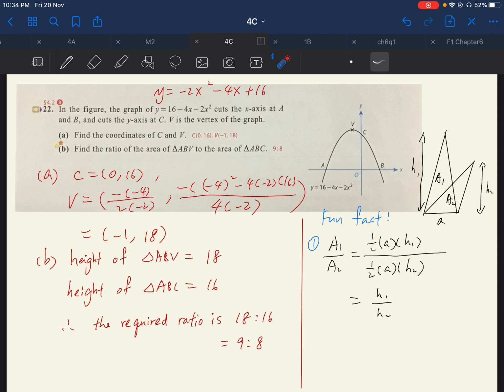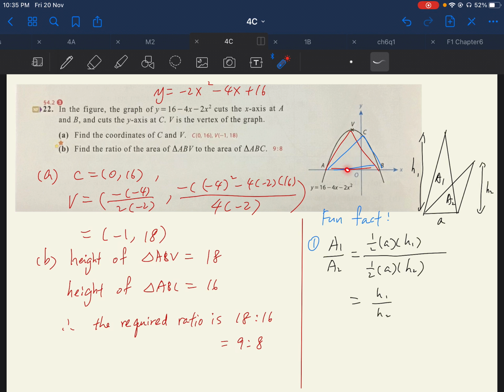For part B, we need to find the ratio of the area. Notice that for the two triangles, triangle ABV and triangle ABC, they have the same base. The base is just AB. Fun fact: if we have two triangles that have the same base, the ratio of the area is just the ratio of their heights, because every other term will cancel out. So we need to find the height.